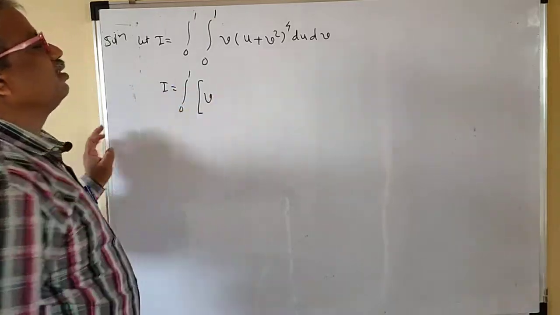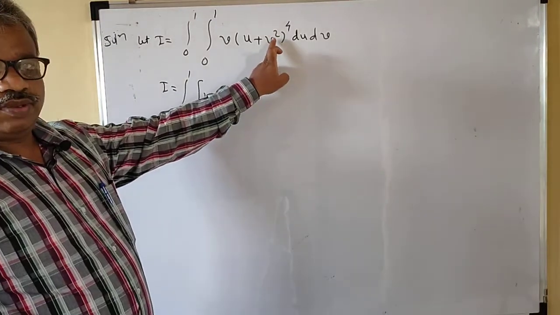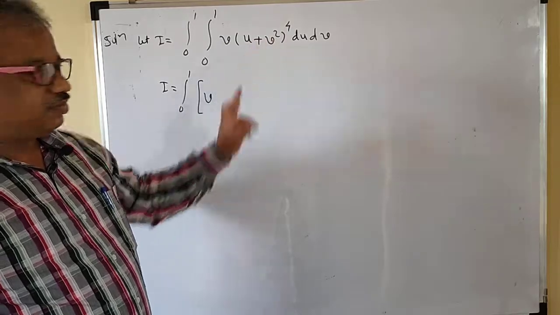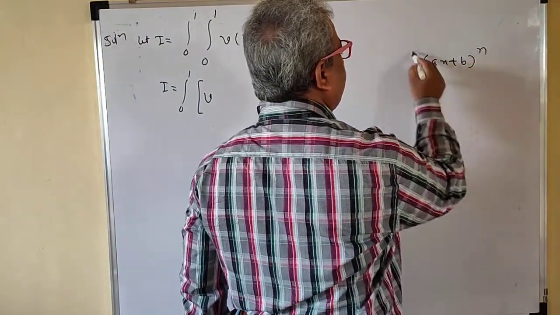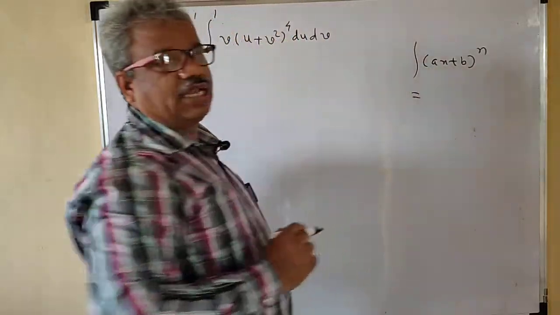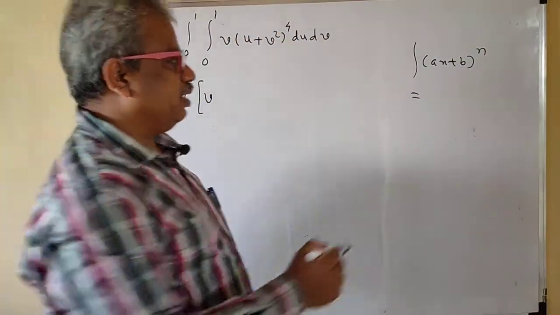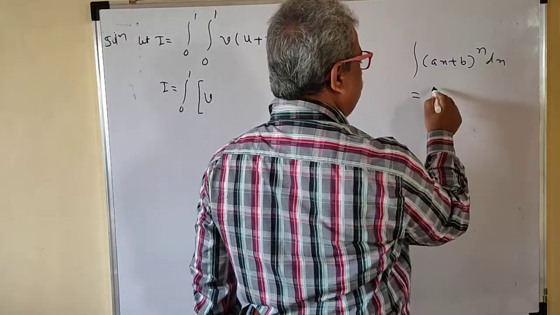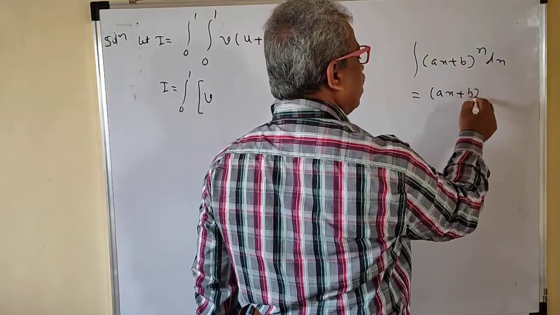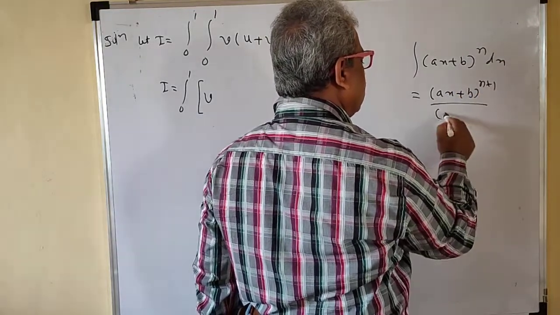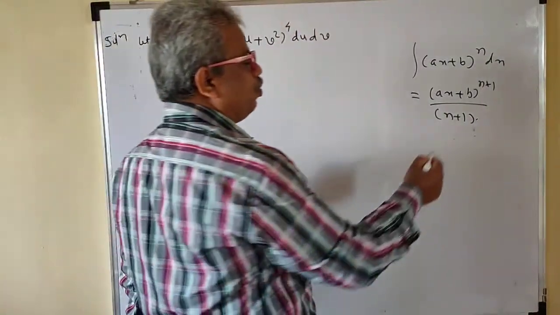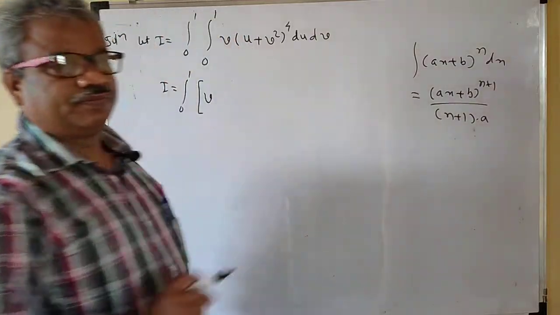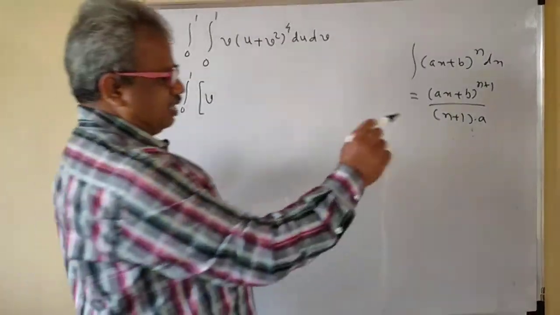Your v will be as it is. Now this v square is constant. Right? That means this is a linear function. So you know that integration of ax plus b to the power n dx is equal to ax plus b as usual now, n plus 1 upon n plus 1 into coefficient of x. So coefficient of x is a now here. Right? And the plus c is there. Right?